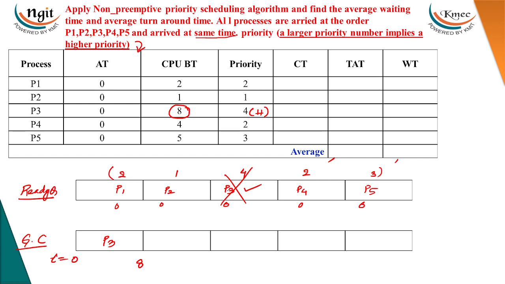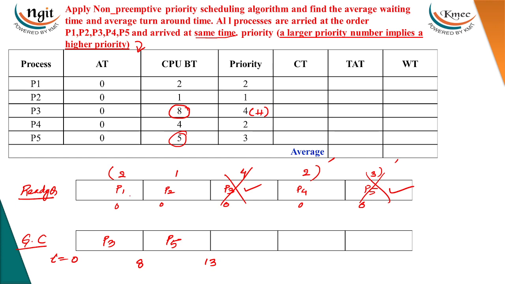At time t equal to 8, the remaining processes are P1, P2, P4, P5. Which one has the highest priority? P5, so P5 will be loaded. The burst time of P5 is 5, so 8 plus 5 is 13. P5 also finishes its execution at time t equal to 13. Then after P5, three are left: P1, P2, P4.